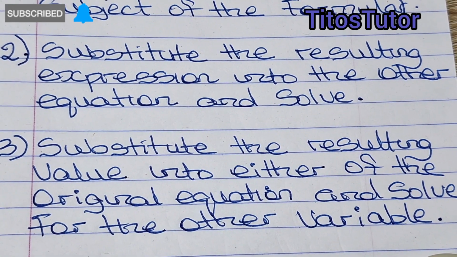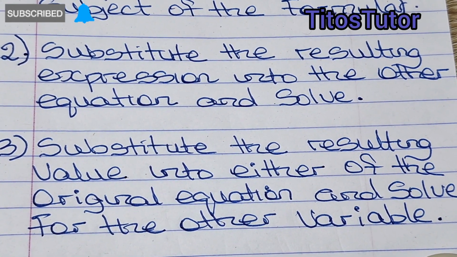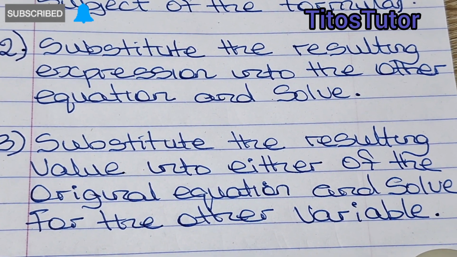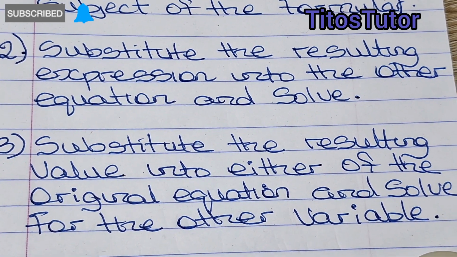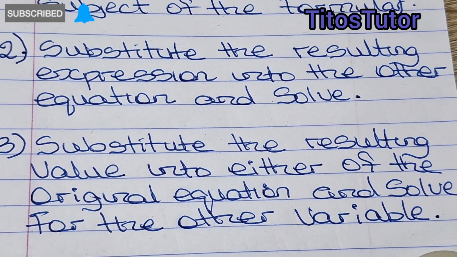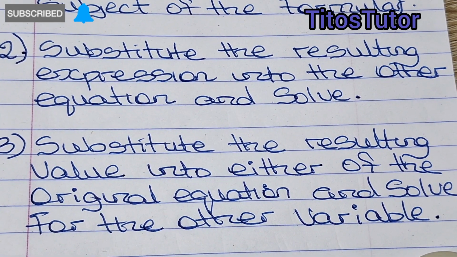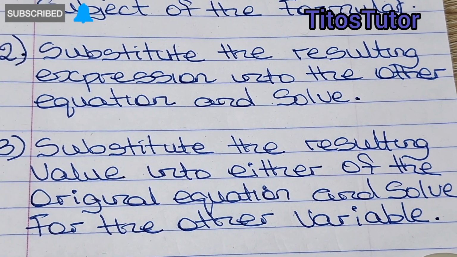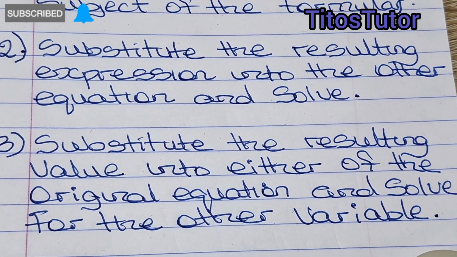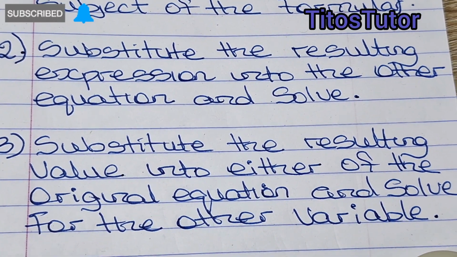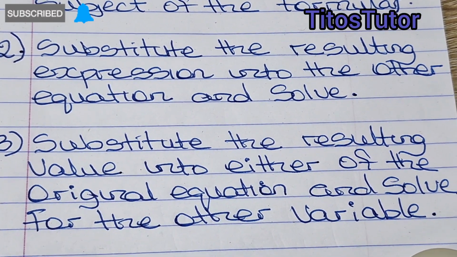Three steps. First, make any of the variables the subject of the formula. Then go to the other equation, substitute to find y, for instance. Then once y is found, you can now choose any of the equations, substitute y into that equation, and x comes out. So that's how it works.